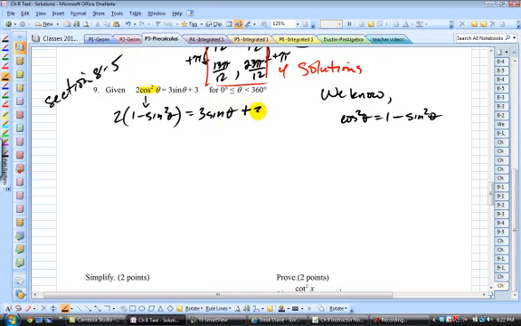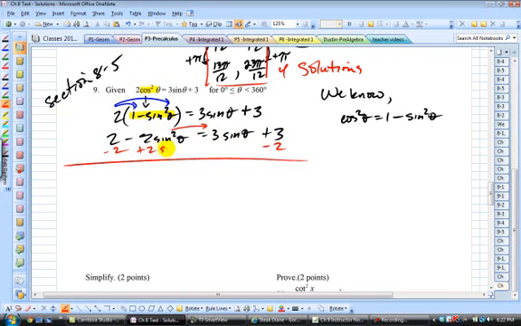So back to the problem here. Okay, so we make this substitution. These two things are equal. I can substitute in. Distribute now. I can distribute here and here. So I get 2 minus 2 sine squared theta equals 3 sine theta plus 3. Okay, now I'm going to get my terms, I'm going to shift that over there. I'm going to subtract 2. I'm going to add a 2 sine squared theta and get everything on the right.